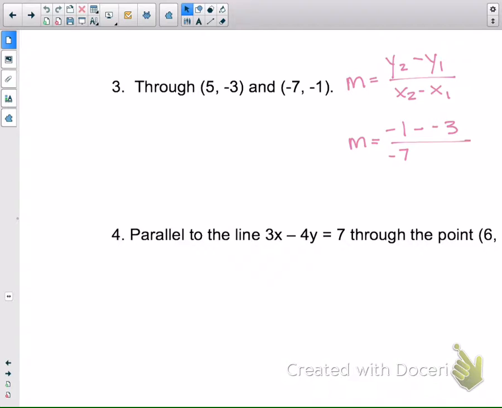Then in that case I would do -7 minus 5. We will always leave slope in fraction form. Remember, on top, 2 negatives turn into a positive. -1 plus 3 gives me 2. -7 minus 5 gives me -12, and I reduce this to -1/6. Now, once I have my slope, now I can go use that point slope form.